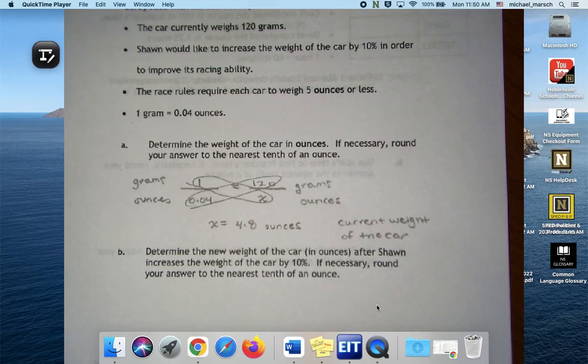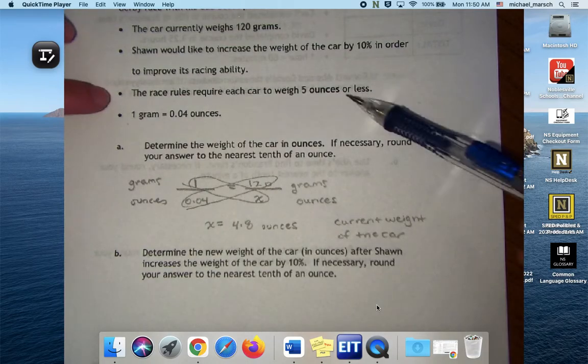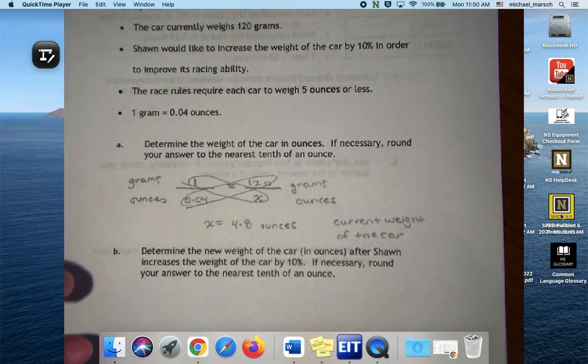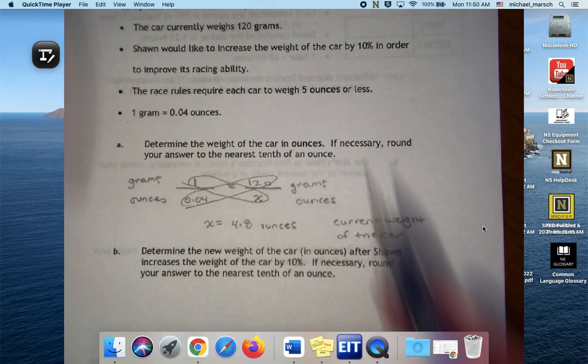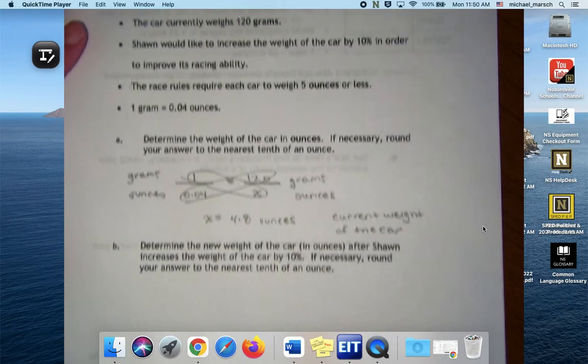Now we need to figure out the new weight. He's going to increase the weight by 10%. So what kind of math thing do we need to do to increase the weight by 10%? Yes, sir? 10% of 120. You're close. Not 120, because now we have it in ounces, so we're going to find 10% of 4.8 ounces, right? Because we have to know, based on the rules, the weight in ounces. So now that we've converted to ounces, we're going to stick to ounces. Now, Aiden, if you had done everything in grams and then the last step was to convert to ounces, that's fine. But we're going to stick with what we've already started here.